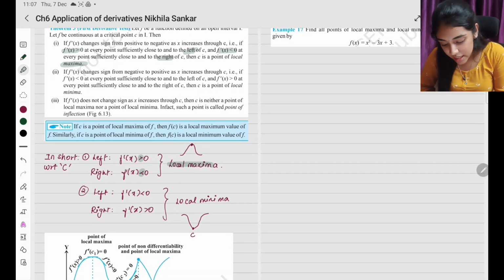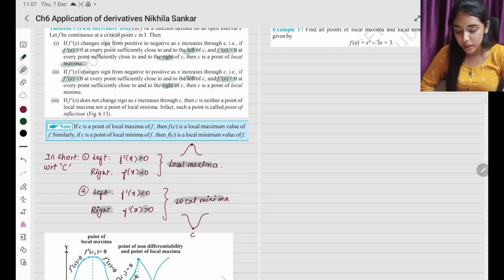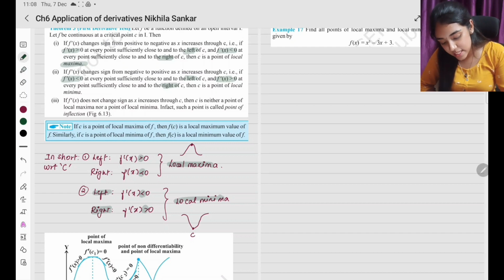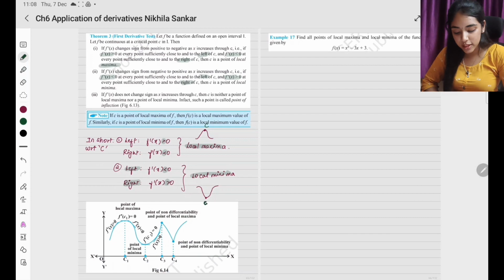Then similarly, second subsection, I have f dash of x is less than 0 on the left. So less than 0 on the left and right hand side ல greater than 0 on the right. So greater than 0 on the right, we are talking about local minima. Okay, இது எல்லாமே with respect to the point C that is here. So இங்கே ஒரு C இருக்கு, இங்கே ஒரு point C இருக்கு. So we are talking about with respect to point C.